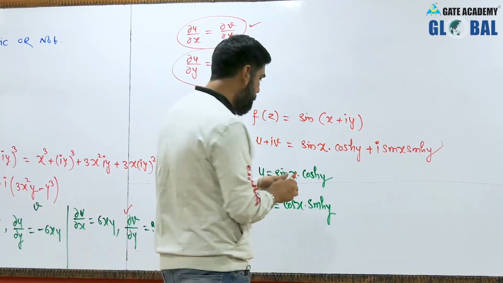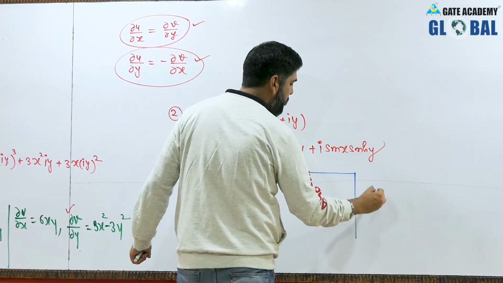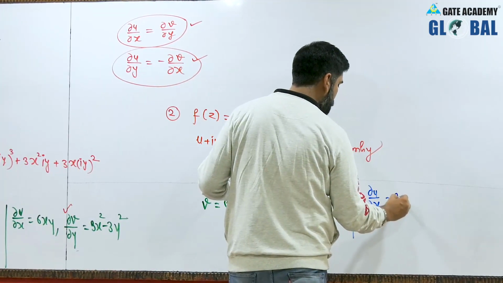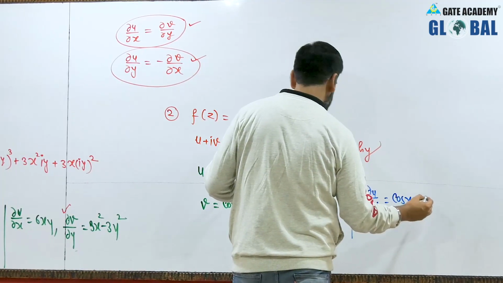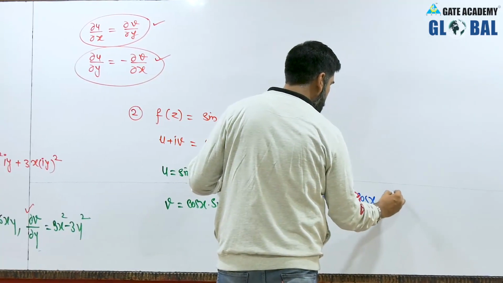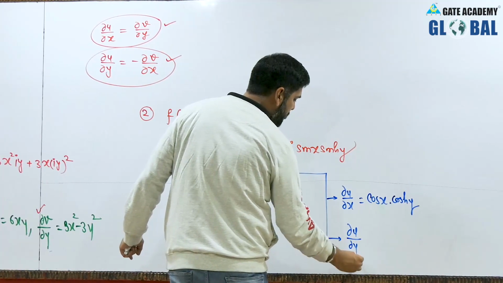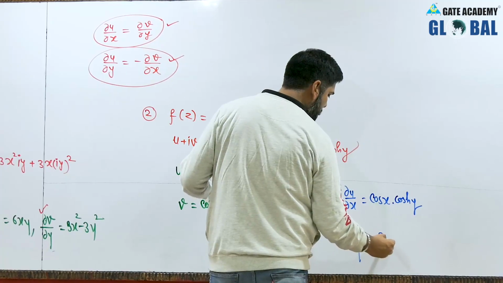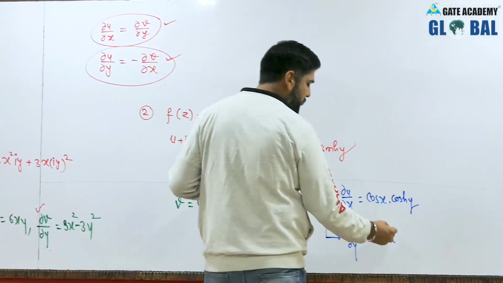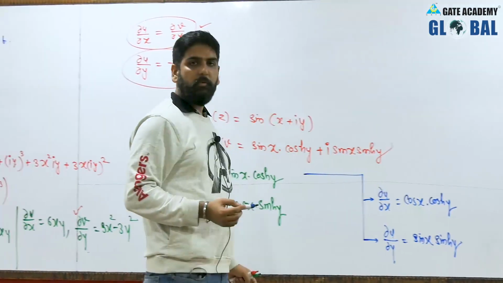So let us find the derivatives, my dear students. Del u by del x is nothing but the differentiation of sin x, which is cos x, into cos hyperbolic y, since the y term is constant. Again, del u by del y: sin x is constant, and the differentiation of cos hyperbolic y is plus sin hyperbolic y. So this is what we are having for the differentiation.